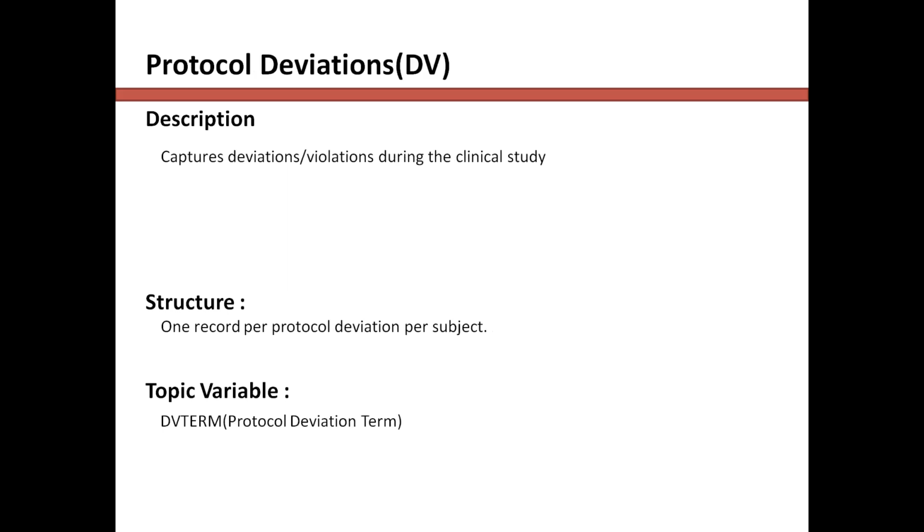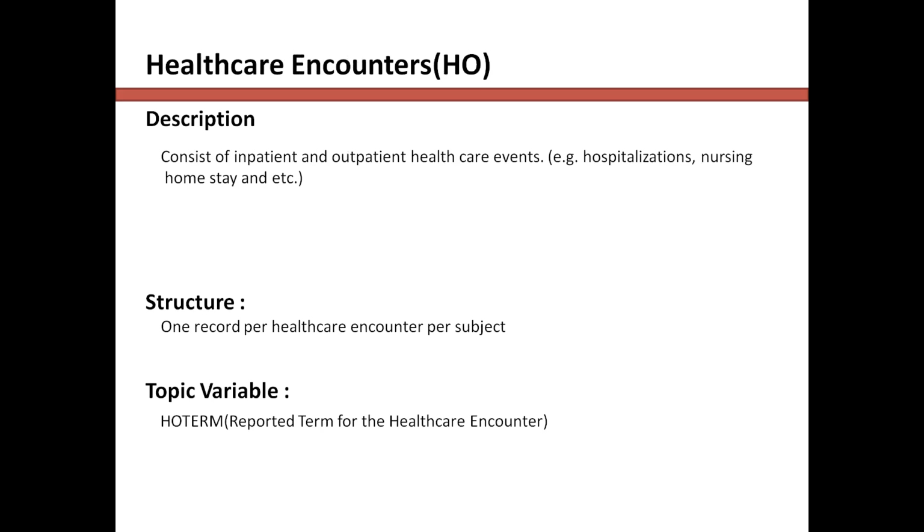The next domain is protocol deviations. There might be chances that a subject may not follow the protocol, and that information can be captured in protocol deviations. The structure is one record per protocol deviation per subject, and the topic variable is protocol deviation term, which is nothing but DV term.